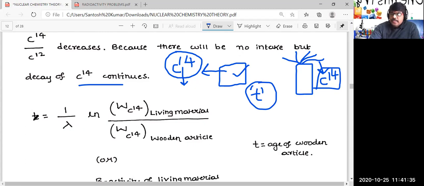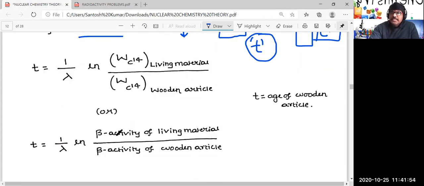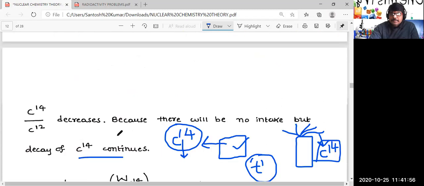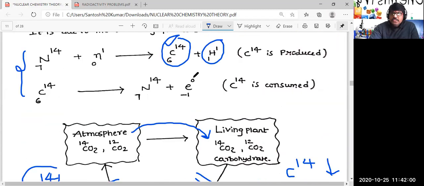And this is actually called the age of that wooden article. So the age of that wooden article t is equal to 1 by lambda, where lambda is the decay constant of C14 isotope, ln mass of C14 in living material by mass of C14 in wooden article. And instead of that we can take beta activity. C14 is showing radioactivity by emitting which particle? Beta particle, right? So that is called beta activity.